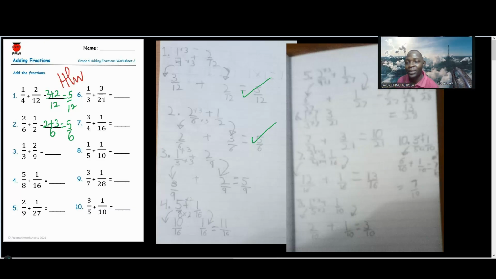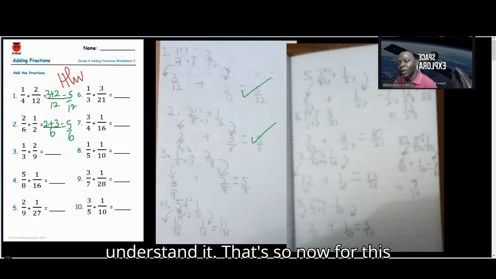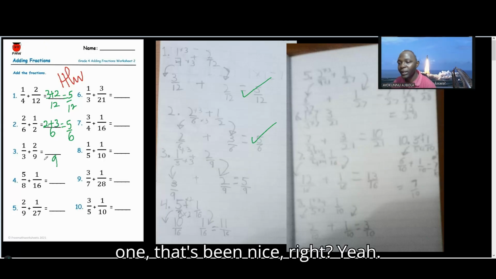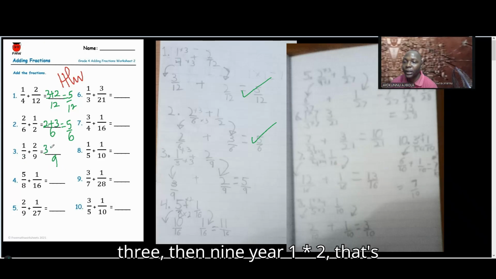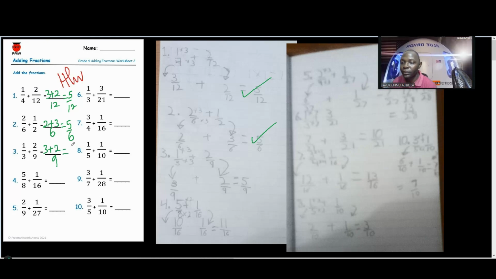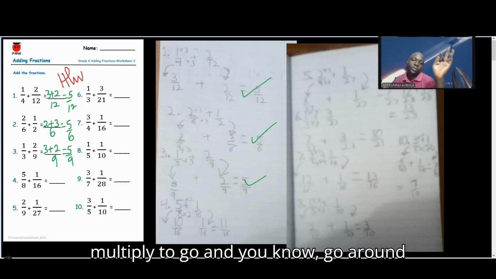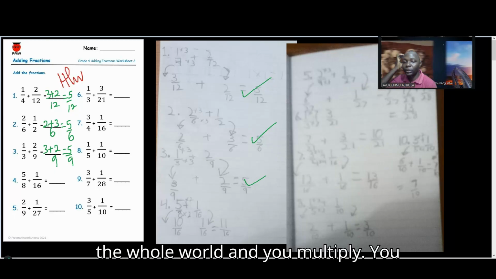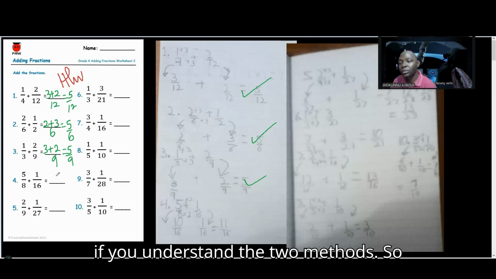Your one. My method. It won't waste your time in exam, right? Yeah. You just need to understand it. That's all. Now, for this one, that's been 9, right? Yeah. 3 here, 3. Then times 1, that's 3. Then 9 here, 1 times 2, that's 2. So what do you have? 5 over 9. So instead of having to go around the whole world multiplying, you just get your answer there. Well, it's good if you understand the two methods.